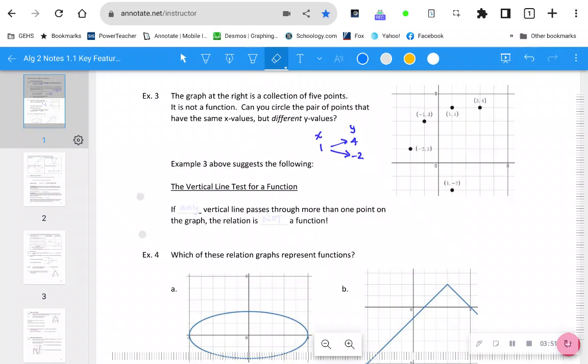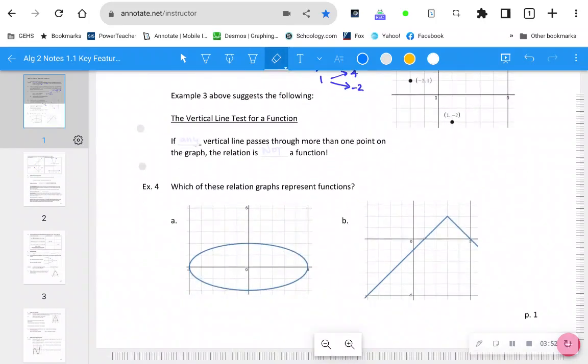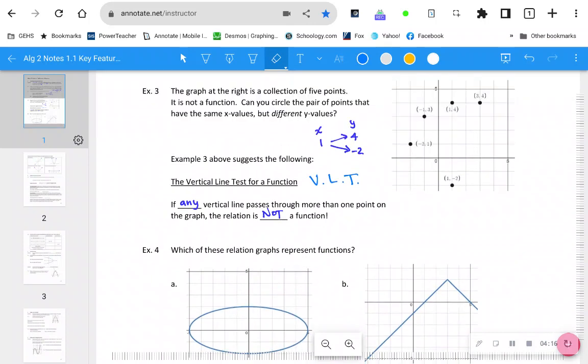So this leads us to what's called the vertical line test. If you want to abbreviate vertical line test, V.L.T., you're welcome to do so in my class. The vertical line test, stated in sentence format, says that if any vertical line passes through more than one point on the graph, the relation is not a function. So it's kind of a see if it passes or fails the test.